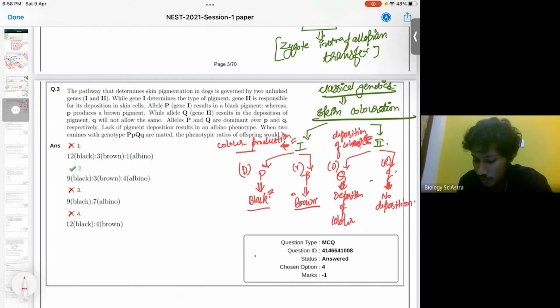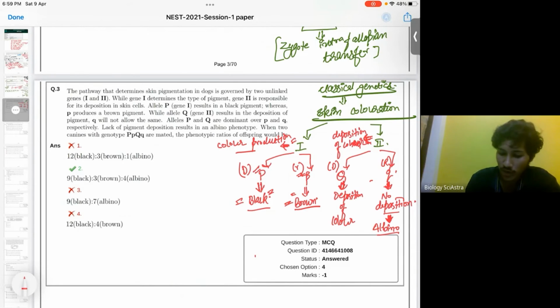अब अगर कुछ भी डिपोजिशन नहीं होती है कलर की, तो चाहे तुम्हारे पास कैपिटल P है, चाहे स्मॉल p है, कोई डिपोजिशन नहीं होगा. ब्लैक कलर भी नहीं देखने को मिलेगा, ब्राउन भी नहीं. तो क्या मिलेगा? In the question it is written that in such a condition we see albino color. ठीक है? तो हमारे पास तीन possibilities हैं. Either a black colored dog will be inherited, or brown, or albino. ठीक है? अब देखते हैं कैसे इस क्वेश्चन को सॉल्व करना है.